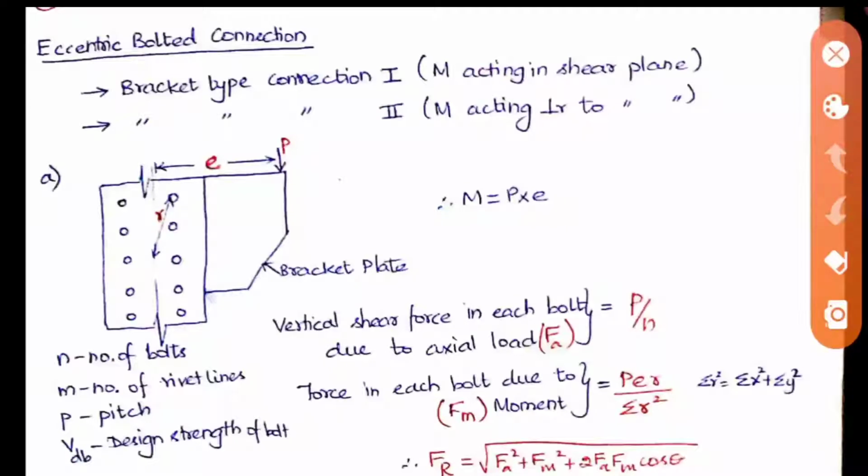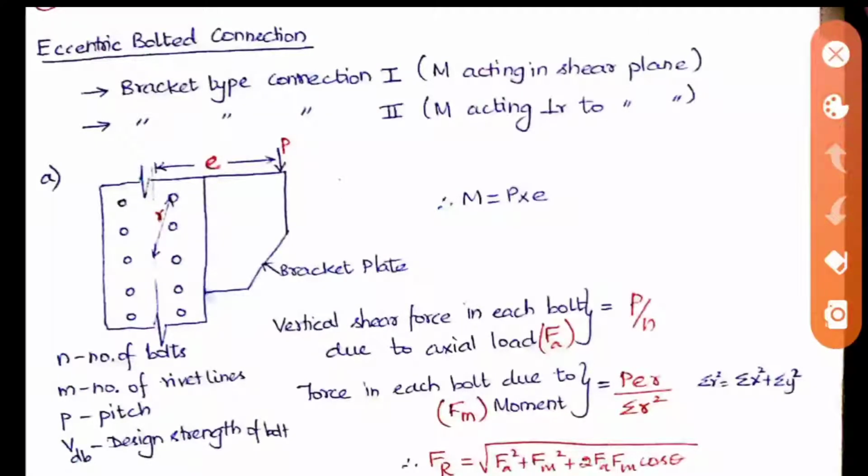Here there are two types of connection. One is bracket type connection 1 and another is bracket type connection 2. In the first, the moment acts along the shear plane, and in the second case the moment acts perpendicular to the shear plane. So first let us see the first connection.